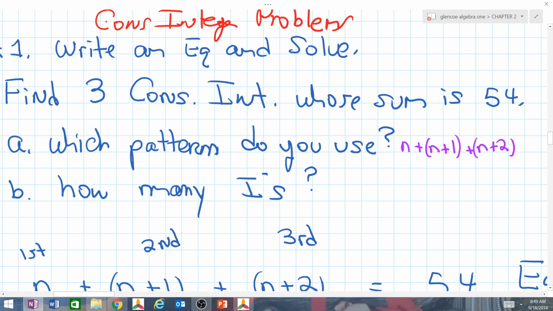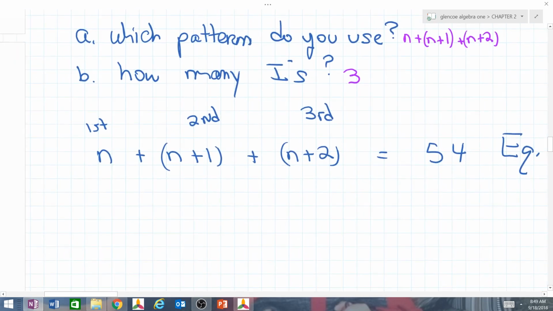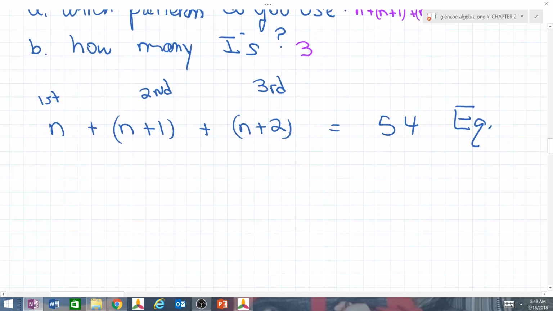How many integers are they asking me to find? 3, which means I need 3 terms. So it would look like this. n plus n plus 1 plus n plus 2 equals 54. That's my equation. So listen carefully. On the test, on the homework, write an equation. You have to write the equation. An equation has to have an equal sign. No equal sign, no credit. That's the equation. In the next step, you can remove the parentheses and you can add like terms.